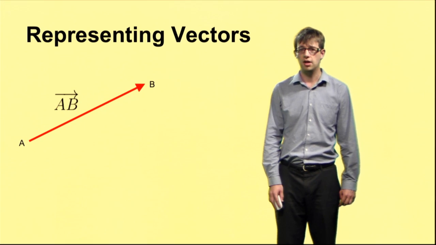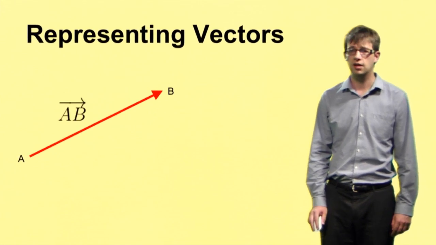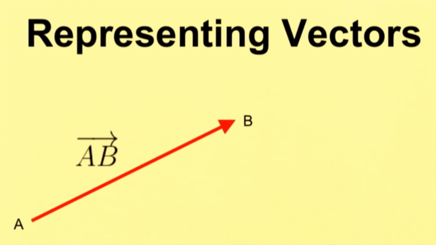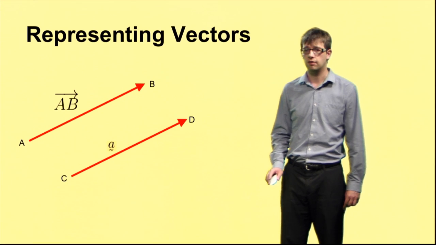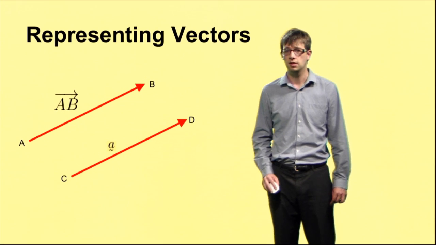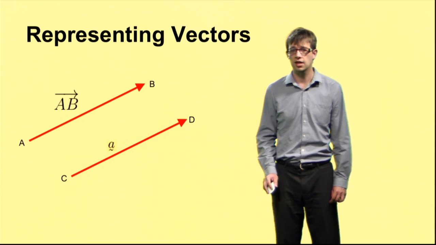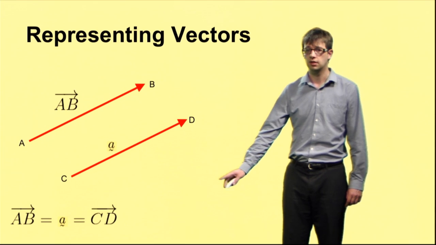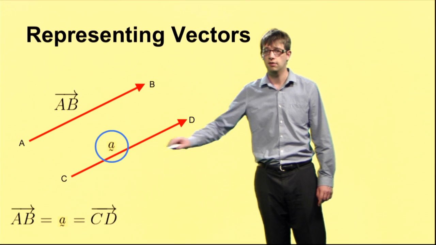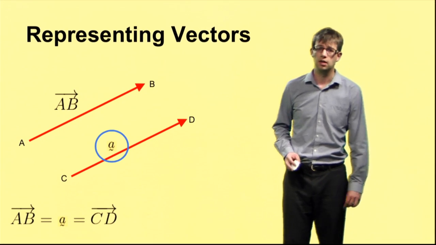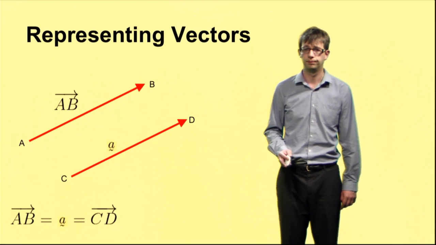So how do we represent a vector? We represent a vector between two points, here A and B, and we use the AB notation with the arrow over the top. The length of the vector represents its magnitude and its direction is represented by the arrow. Here we've got another vector, CD, which has the same length as AB and is in the same direction, so it's actually the same vector. So AB is equal to a is equal to CD. You'll notice this other notation here, vector a with the tilde underneath, just another way of writing vectors.